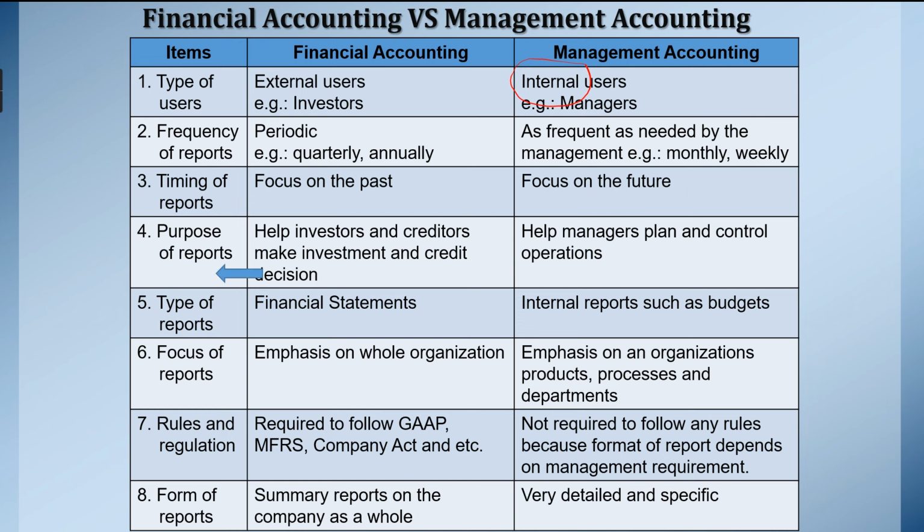For purpose of reports, in FA the reports help the investors and creditors to make investment decisions. But in MA, why are we doing all the reports? Because we want to help the managers to plan and control the operations. It has nothing to do with investment sebab mereka adalah pengurus, menguruskan sesebuah perniagaan. So we don't need them to invest in the company. Tapi FA dia nak tengok syarikat ni boleh untung atau tidak. So bila untung, that means dia ada potential, so they will invest in the company.